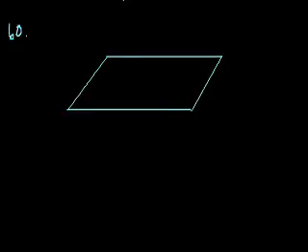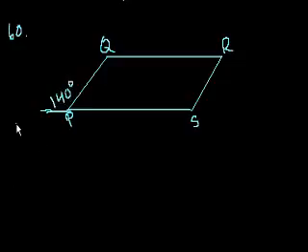And then they tell us, and this line actually keeps going. Let me draw that in. They tell us this is P, this is Q, this is R, and this is S. And they tell us that this is 140 degrees. They tell us that this is 2y, and they tell us that this is x. And then they say, in the figure above, what is y minus x?